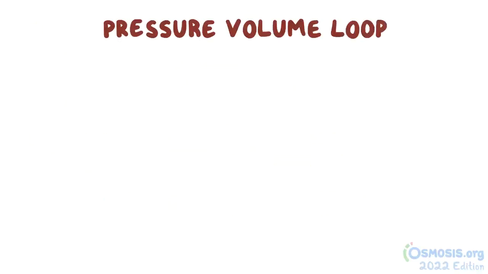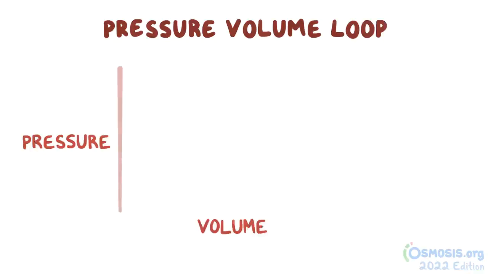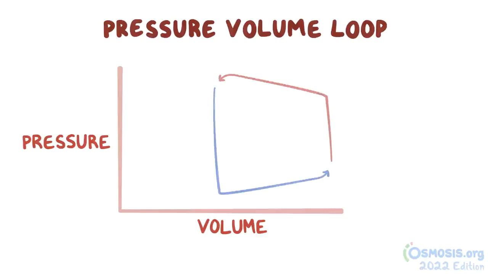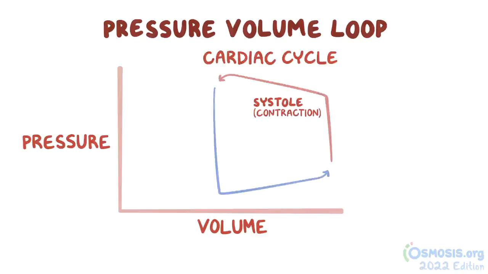Stroke work is best represented by a pressure volume loop. Pressure volume loops are graphs, where the pressure inside the left ventricle is on the y-axis, and the volume of the left ventricle is on the x-axis. Each loop represents changes in ventricular pressure and volume over the course of one cardiac cycle, or one heartbeat, which includes both ventricular systole, or contraction, and diastole, or relaxation.